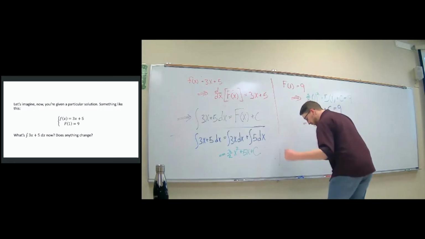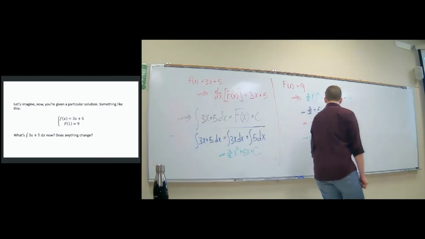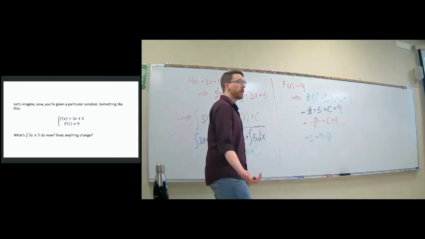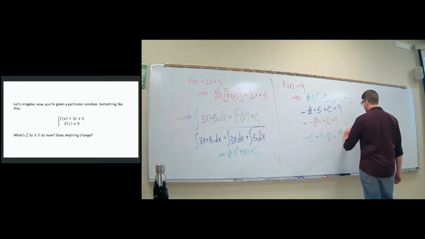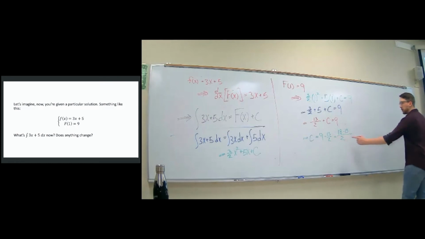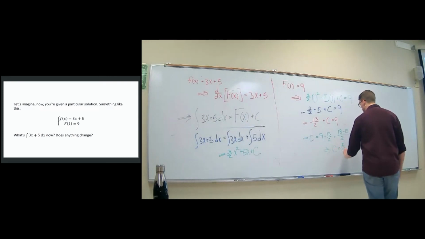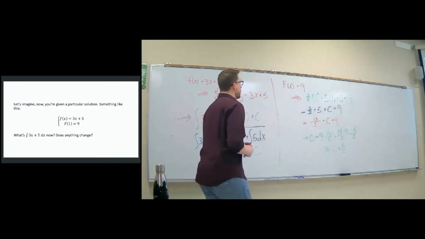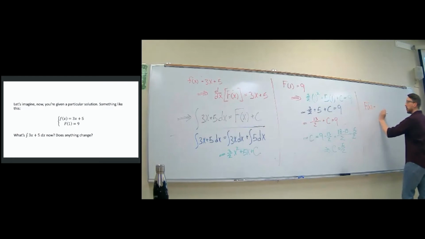Subtract it from both sides. But 9 minus 13 over 2 is really just 18 minus 13 over 2, right? Or just going to be 5 over 2. So what we've just done, we just found C. All of this tells us that C is equal to 5 over 2. So our function, we just found, f of x is equal to 3 over 2 x squared plus 5x plus the constant we just found, which was 5 over 2.